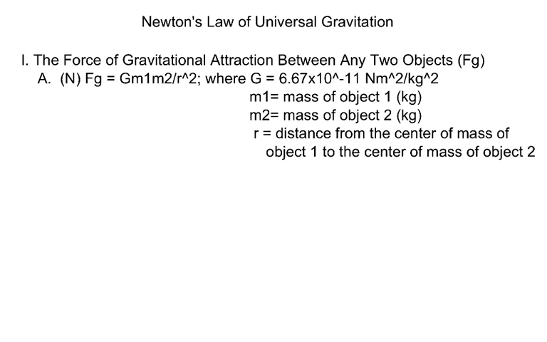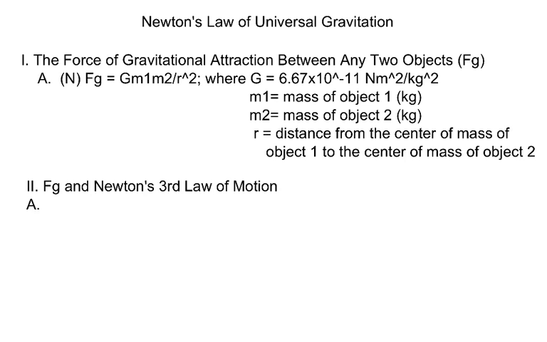Now capital G is called the universal gravitational constant, and that's equal to 6.67 times 10 to the negative 11 newtons times meter squared over kilograms squared, and it is always that value, which is why it's called a constant. M1 stands for the mass of the first object in kilograms. M2 stands for the mass of the second object in kilograms. And R is the distance from the center of mass of object 1 to the center of mass of object 2.